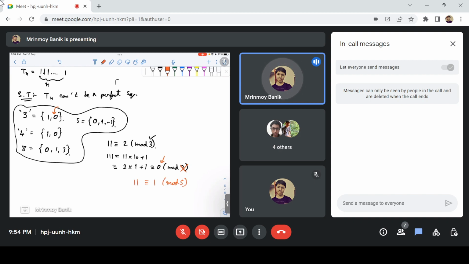So 11 is 1 modulo 5. Again, we are stuck since 1 is in the quadratic residue set of phi. Just a minute. Let's move on to 4.